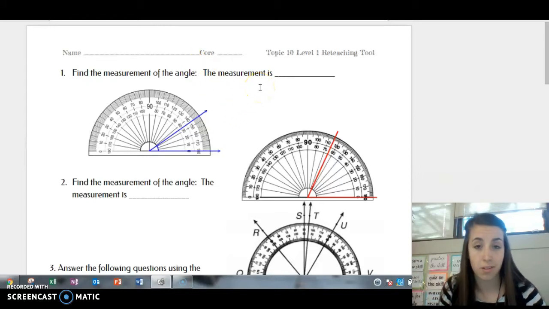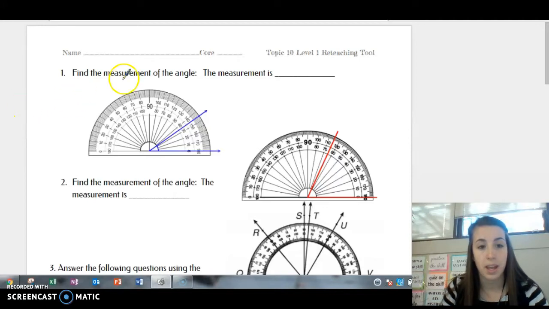I'm not going to give you the answer, I'm just going to help you get to the answer. So I want you to go to number 1 on your level 1 worksheet. The first thing it wants you to do is find the measurement of the angle.